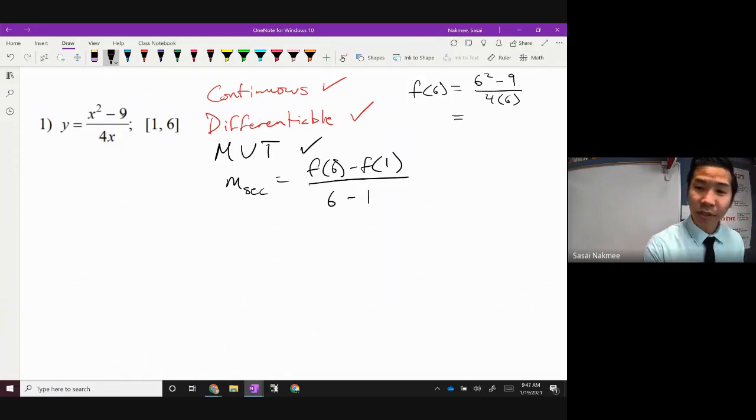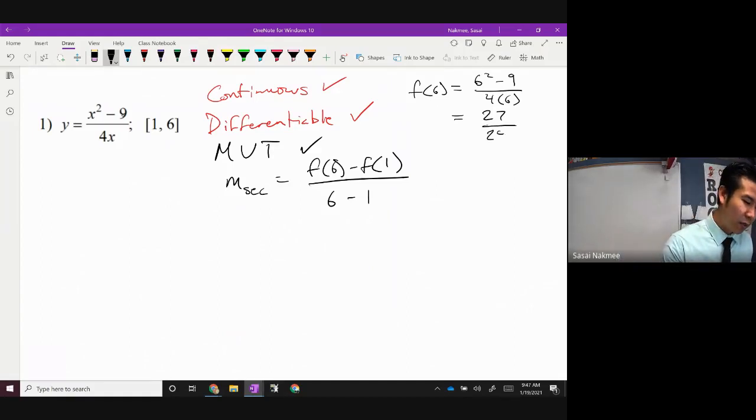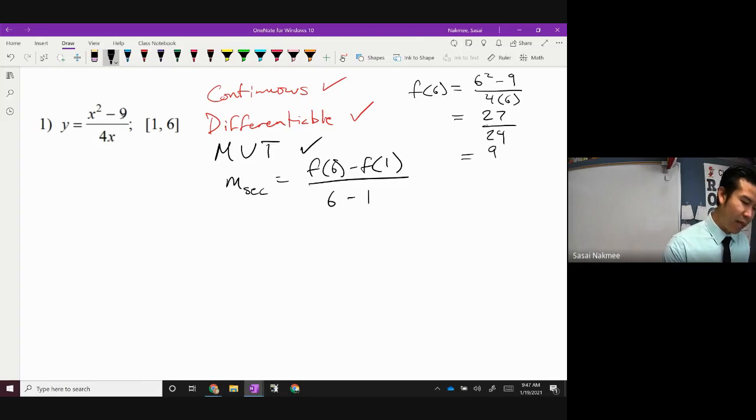6 squared is 36. 36 minus 9. What is 36 minus 9, guys? Am I thinking this right? Is it 27? Is that right? I'm hoping that's right. Divided by 4 times 6, which is going to be 24. I think I can reduce 27 over 24 by a factor of 3, right? So on the top here, we're going to have 9, and at the bottom, we'll have 8.